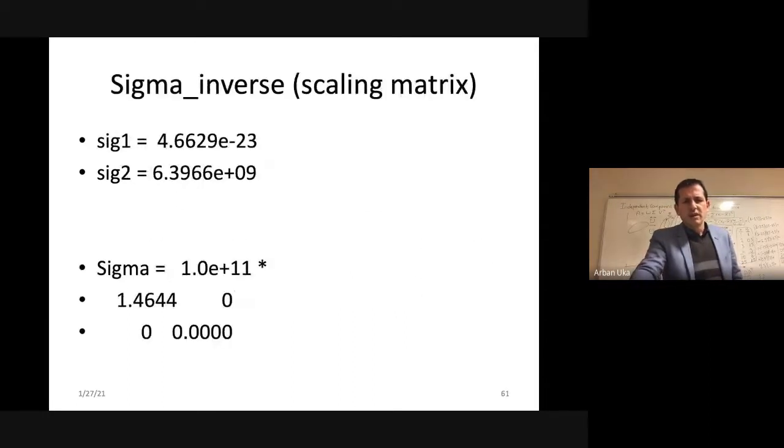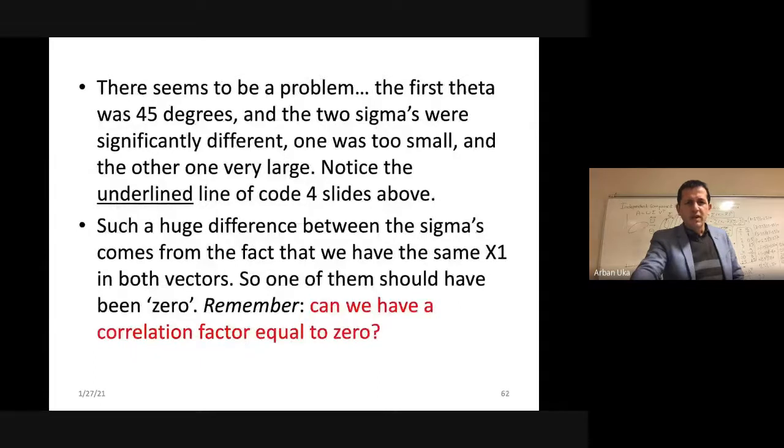So I'm afraid I've made a mistake here, because I find that one of the sigmas is almost 0. 10 to the power minus 23 is very small, but I have to double check this again later. And I notice that I have one of the sigmas only on a single axis. So this is not correct, or maybe when I copy pasted the output of the graphs, this is what I obtained. I even wrote a note here. So there seems to be a problem. The first theta was 45. The two sigmas were significantly different. One was too small, one was too large.